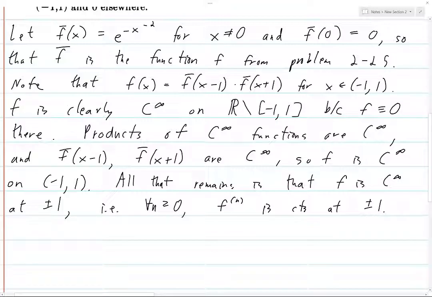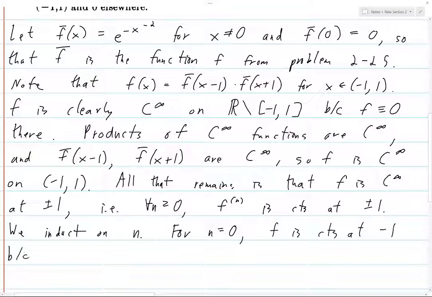To prove this, we induct on n. For n equals 0, we're just looking at the function itself. And so we have to prove that f is continuous at plus or minus 1. Let's see here. F is continuous at minus 1 because, well, if you plug in minus 1, then it's going to be equal to 0 by the way that f is defined. F is defined to be 0 outside of the open interval from negative 1 to 1.